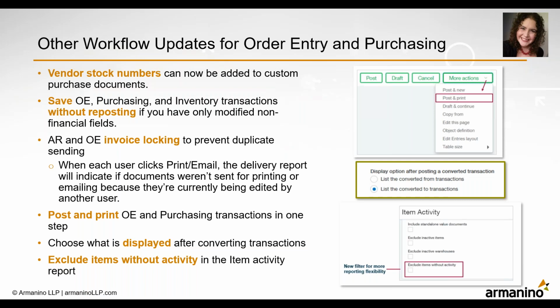So you can now add your vendor stock numbers to your custom purchase documents. So if you're generating POs and you want to have that vendor stock number appear on that PO that you're sending to your vendor, you can do that. You also now have the ability to save transactions without reposting if you've only modified a non-financial field, such as your item description, your ship via. So if you're editing things like that, you will have the option to save at the top instead of just post.